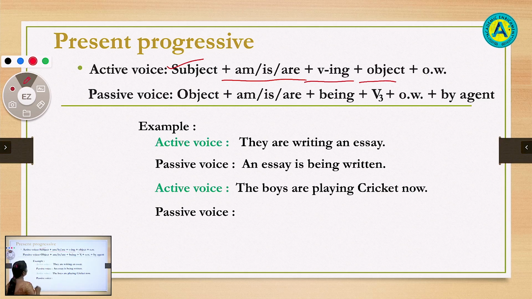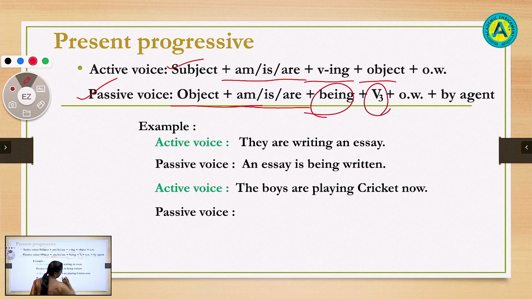Then what is the structure of passive voice in present progressive form? Yes, the structure of passive voice in present progressive form is object followed by am/is/are followed by being followed by verb 3 followed by other words followed by agent. Let's discuss some examples in present progressive form.